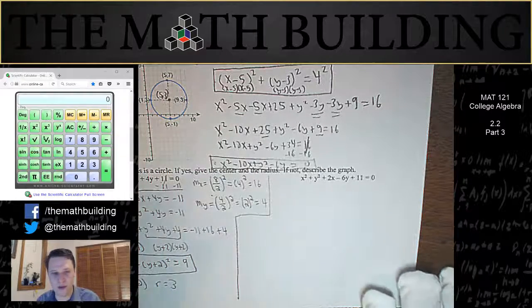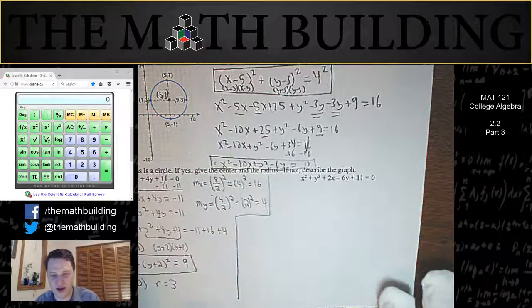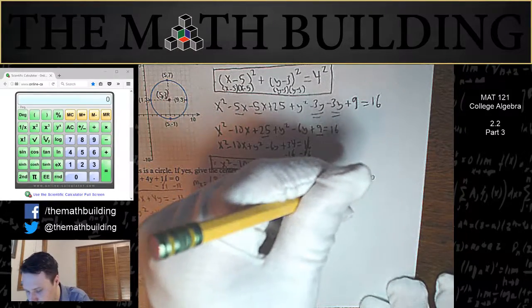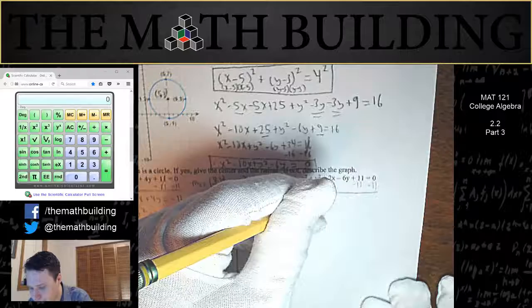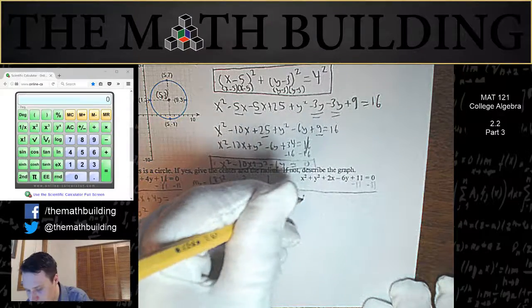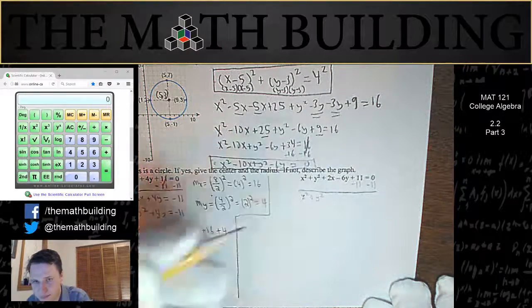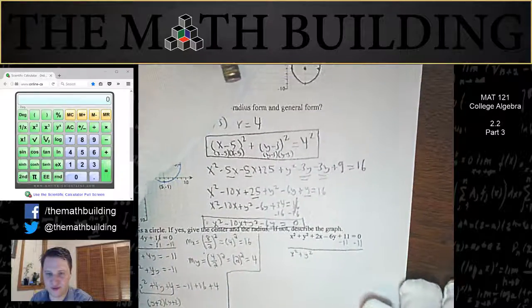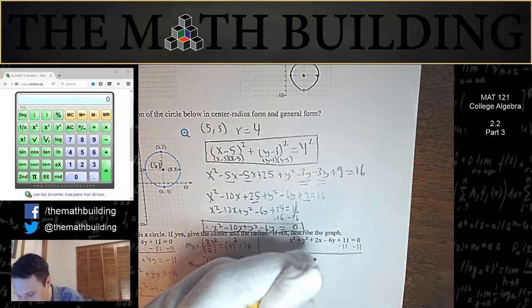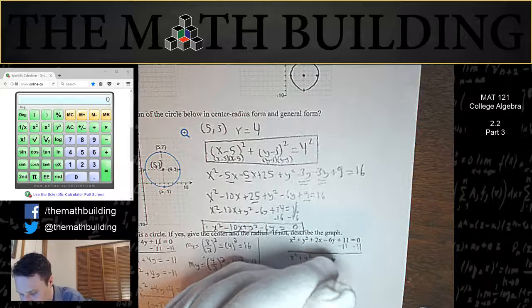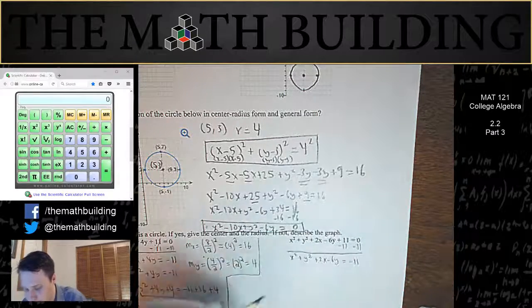All right, hopefully you were able to follow my procedure on the previous slide because it's exactly the same. First, we subtract the 11 over. So we get x squared plus y squared plus 2x minus 6y is equal to negative 11.